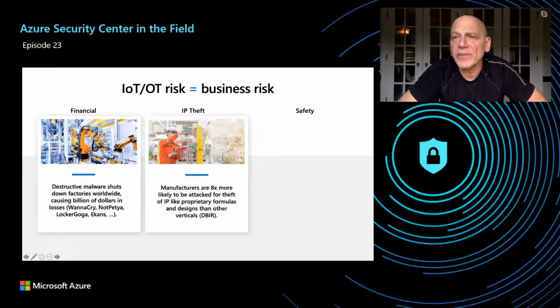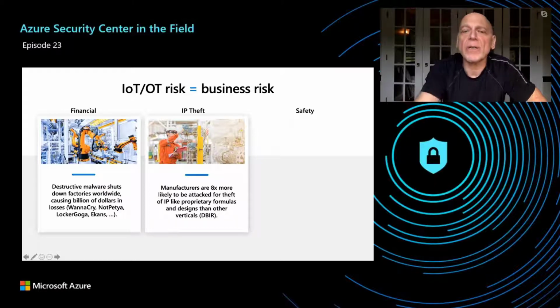The second risk is theft of sensitive intellectual property, because a lot of the information about your manufacturing process or the recipe or formula that you're using, if you're a pharmaceutical company, is stored on the OT network. And you can see here a statistic from the Verizon Data Breach Investigations report saying manufacturers are much more likely to be attacked for theft of IP.